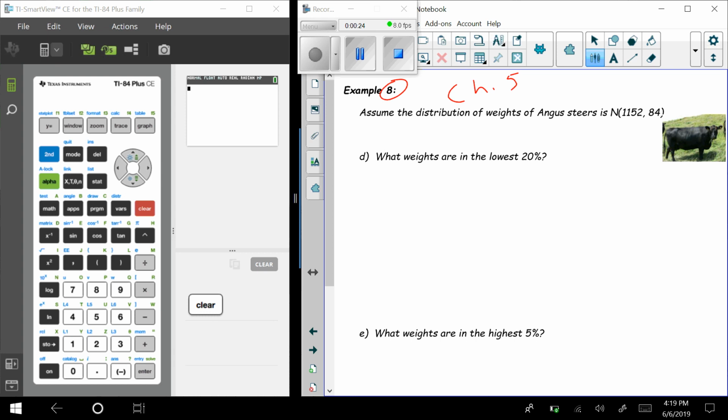It's still the cows, okay, we still have the same mean and the same standard deviation. And we're still just kind of answering the same type of questions. But now we're kind of working backwards. It says, what weights are in the lowest 20%?